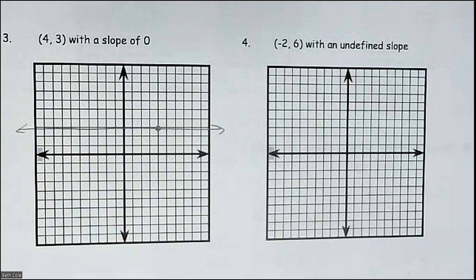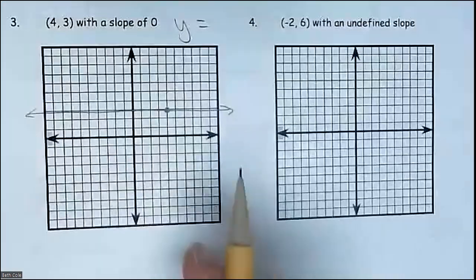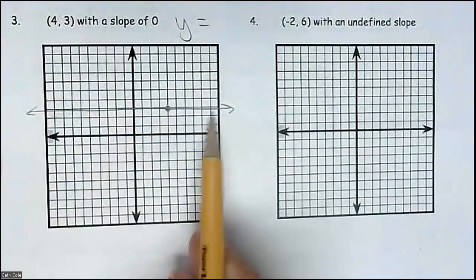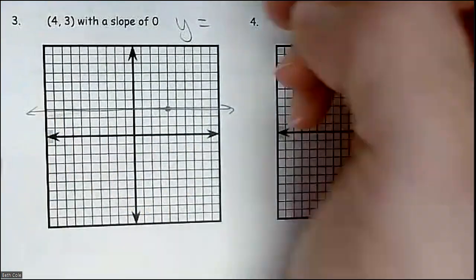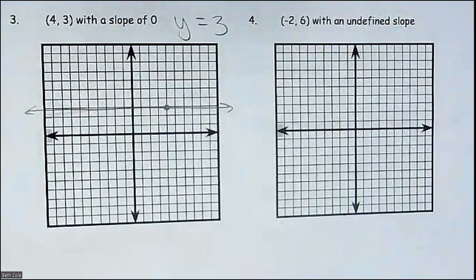Quick follow-up. Would that be x equals a number or y equals a number? See, this is why it's hard, because it's one or the other. It's horizontal, so it would be y equals. Let's write the equations. It would be y equals what number? Where are we? 3. Good. Y equals 3.